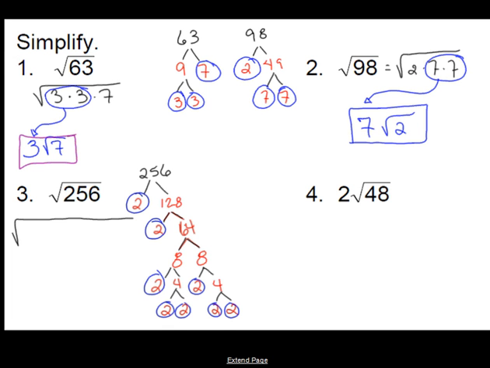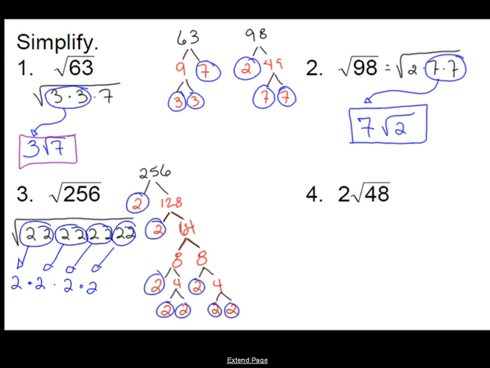So the square root of 256, I have 1, 2, 3, 4, 5, 6, 7, 8 of these things. You group them together in pairs and bring them out. That's a 2, that's a 2, that's a 2, and that's a 2. And we multiply these together: 2 times 2 times 2 times 2. So 2 to the 4th power, essentially, which is 16.